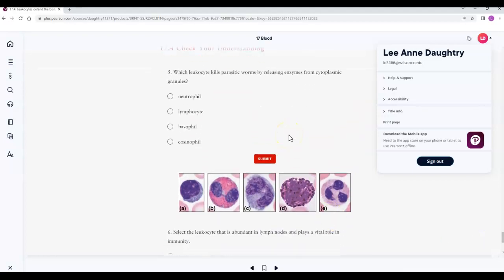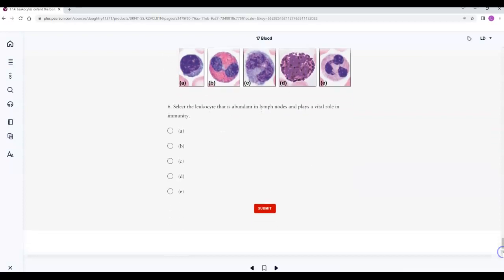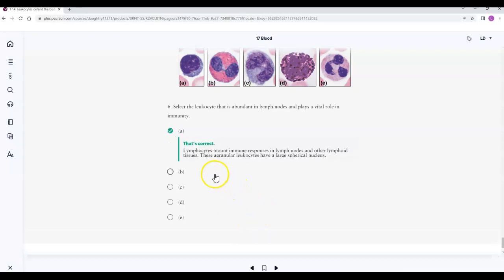Okay, and we'll do these. Which leukocyte kills parasitic worms by releasing enzymes from cytoplasmic granules? Those are eosinophils. And then in this next question, you have to know what the white blood cells look like. The leukocytes, or white blood cells. It says, select the leukocyte that is abundant in lymph nodes and plays a vital role in immunity. I'm not sure I know this one. I think it's A, because that's a lymphocyte, so I'm pretty sure it's A. Okay, it says that's correct.